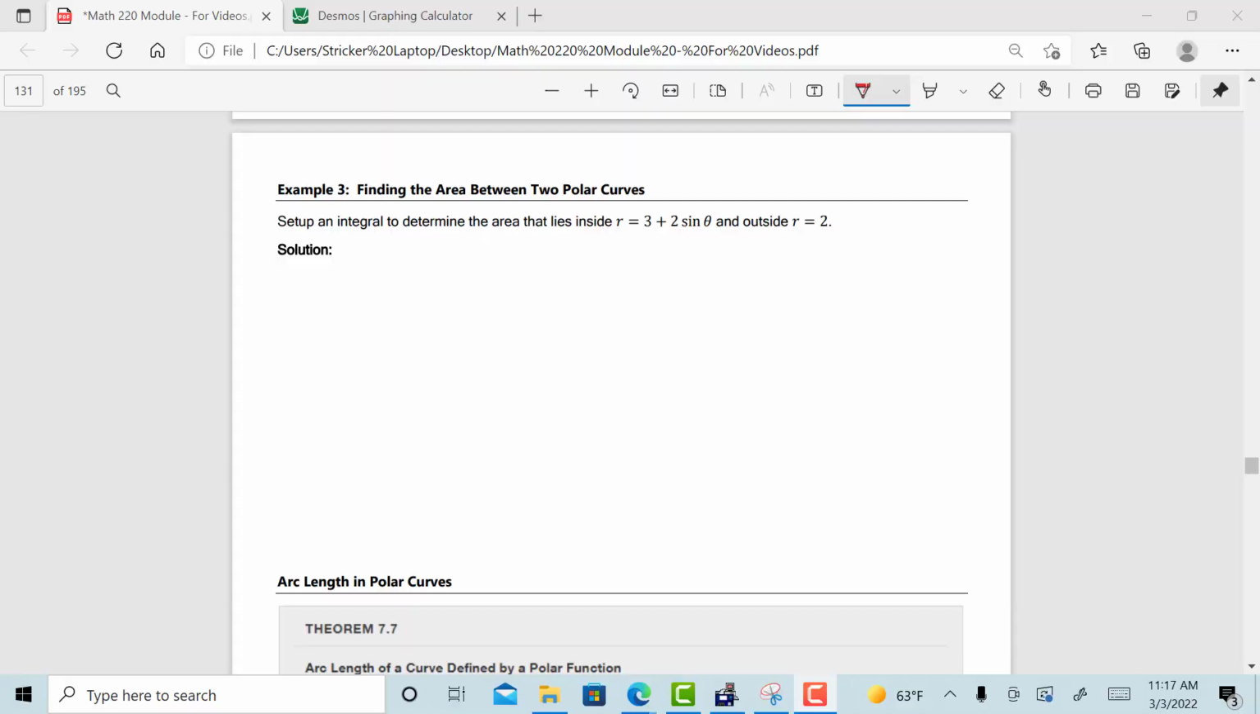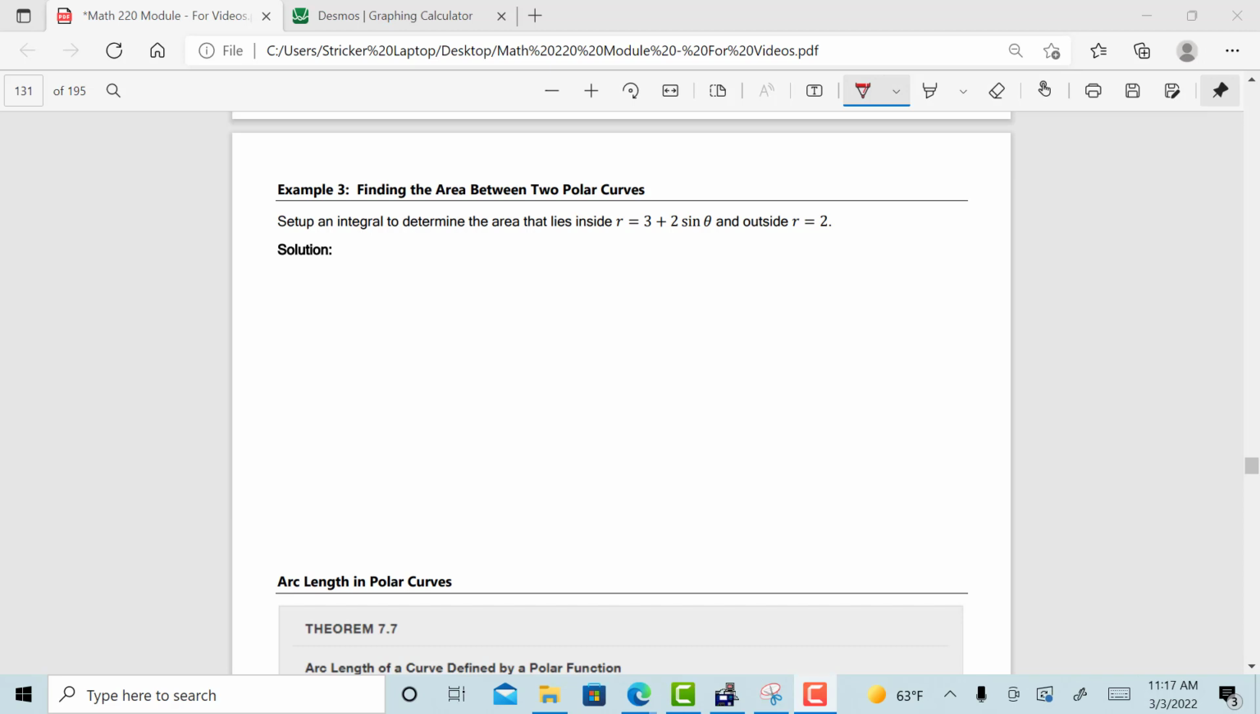All right, this second video for section 7.4 is going to cover example 3, which talks about finding the area between two polar curves. In the last video, we found the area inside just one curve. And example 3 says to set up an integral to determine the area that lies inside r equals 3 plus 2 sine theta and outside r equals 2.